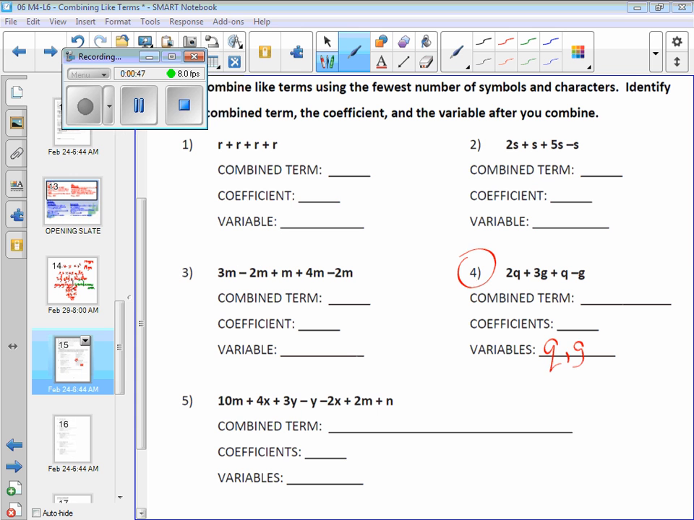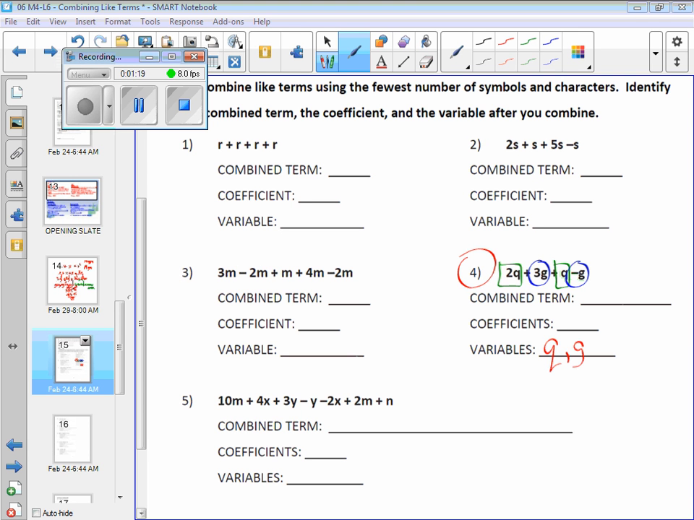Now I'm going to color code it, but you can circle it versus put a box around it if you want. I have a 2Q. I'll put a green box around it. Any other Qs? Yeah. Put a box around it. G's, I'll circle it. You can do the same if you want.